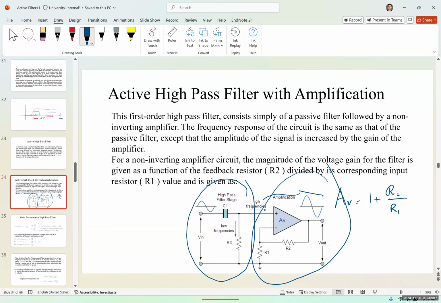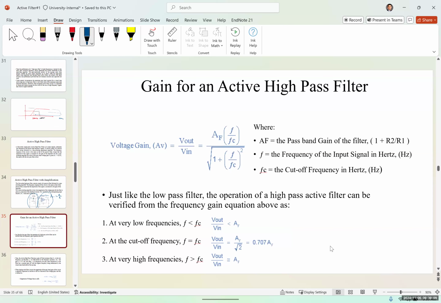And the gain for an active high-pass filter is as follows. Voltage gain is going to be V out over Vin. It's going to be AF times F, the frequency, over FC, which is the cutoff frequency, over the square root of 1 plus (F over FC) to the power of 2. AF is the pass band gain, or in other words, the maximum gain that you see in the system, which is equal to 1 plus R2 over R1. This one is a non-inverting amplifier.